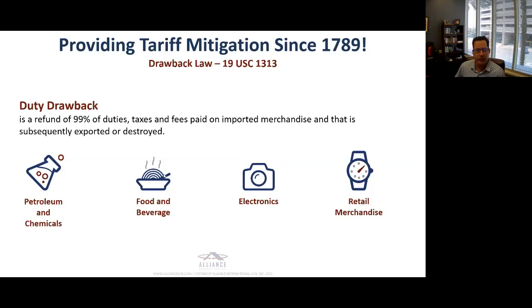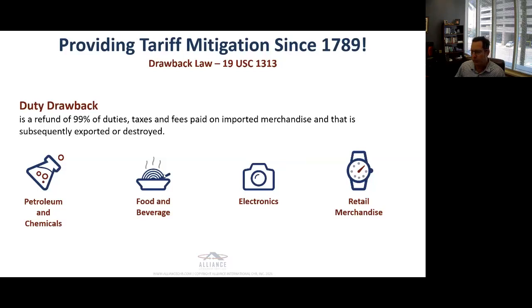Anyhow, as Ron said, the topic of today's presentation is duty drawback refunds. Drawback is one of numerous tariff mitigation strategies that are available to companies that import and export from the United States. There are competing strategies like foreign trade zones and bonded warehouses.